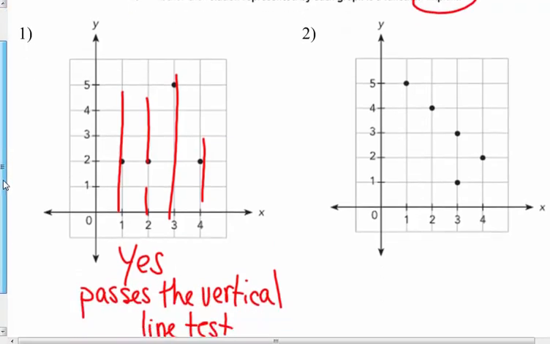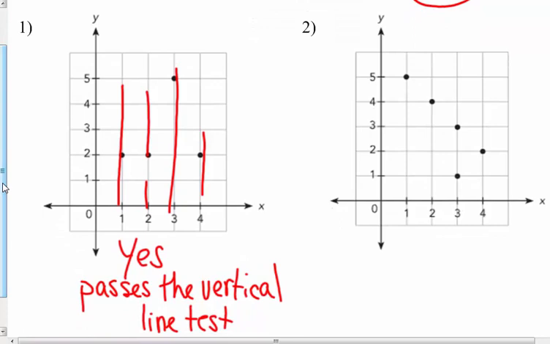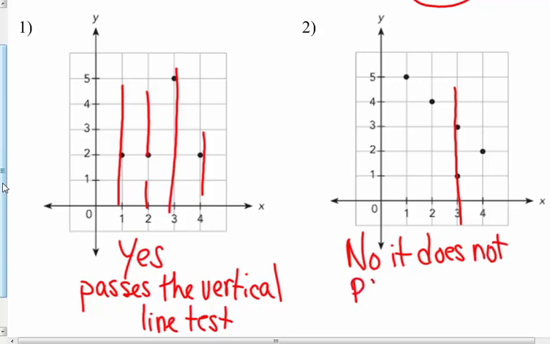So number 2, is this relation a function? And I can see right away, no. What's the explanation? It does not pass the vertical line test.